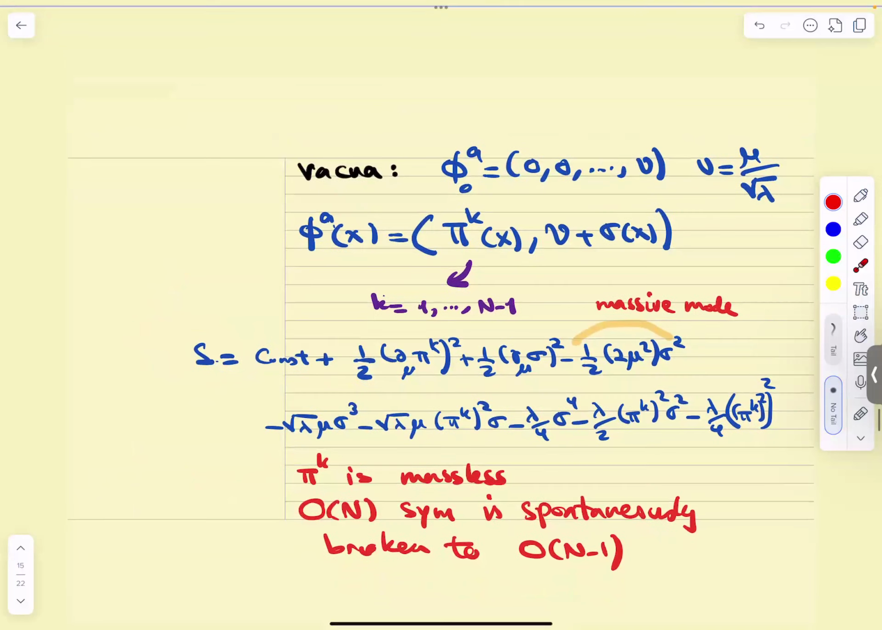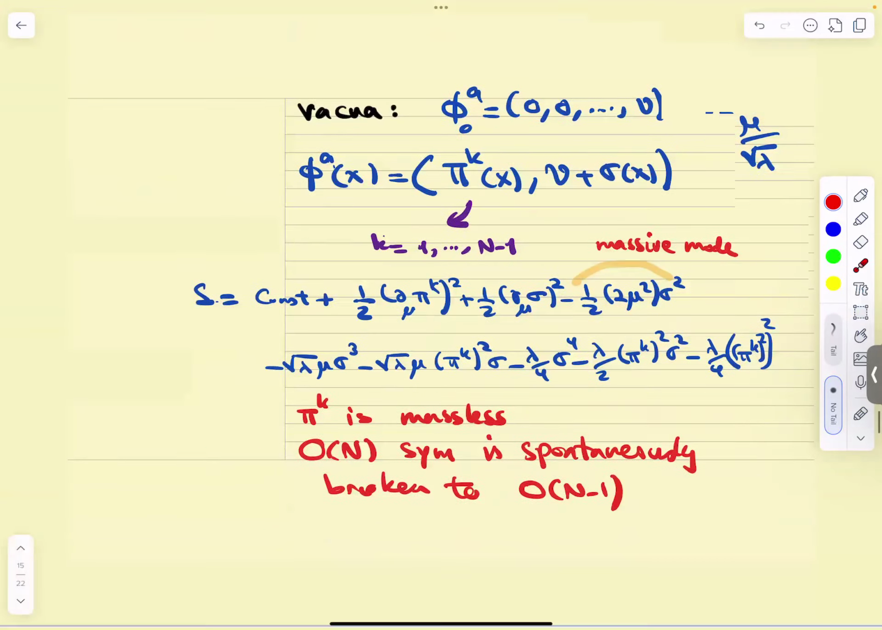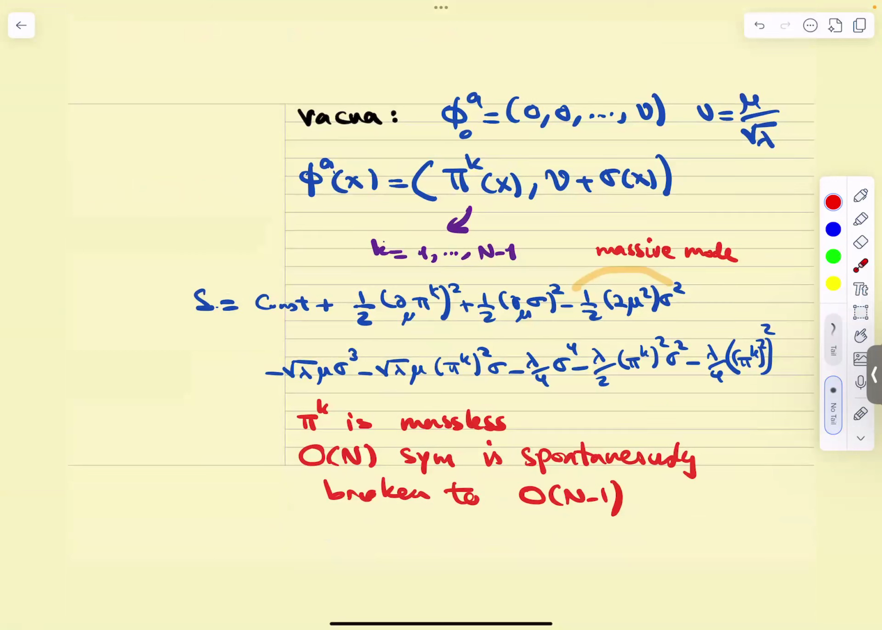So what is the classical vacuum? Phi naught of a, this is what minimizes the action. What minimizes the action is 0, 0, 0, 0, v. I pick the direction, and I put it in this direction, v, the nth direction. And v is mu over square root lambda. Now I write my field as v plus sigma of x, this is the fluctuation in that direction, and pi k of x, these are the perpendicular directions, and minus one of them. Good?